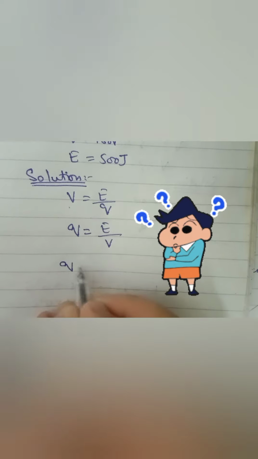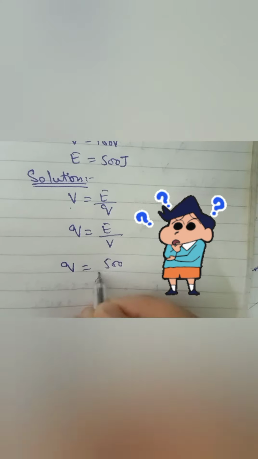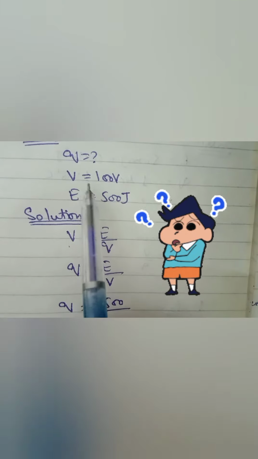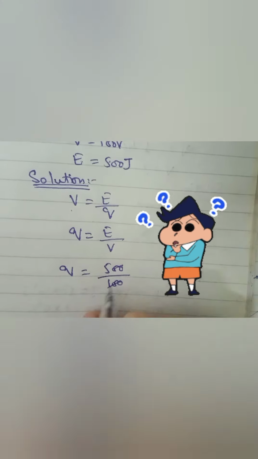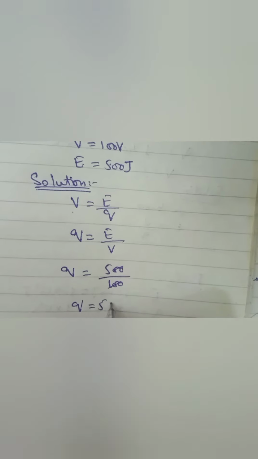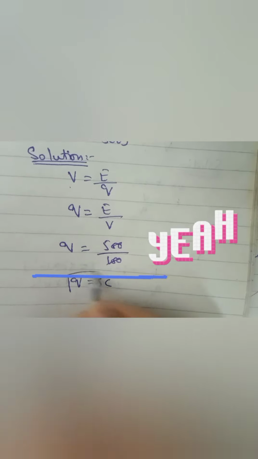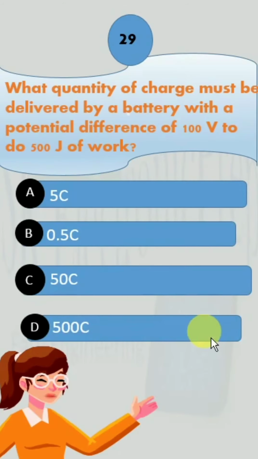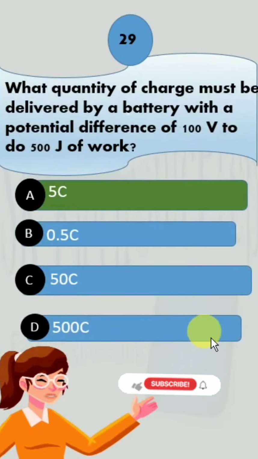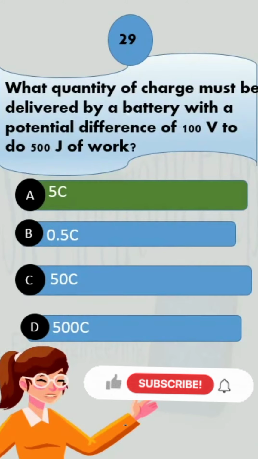Now we just put in the values of E and V. E is 500 and V is 100 volts. So what do we get? We get 5 coulomb. Charge is equal to 5 coulomb. This is the answer, and from the options we can see that this is option number A. So our correct answer is A, 5.